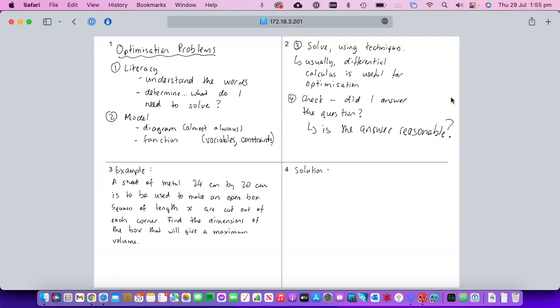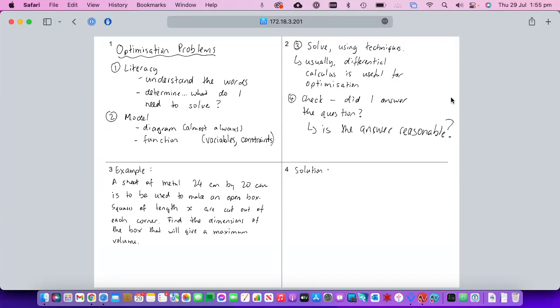Now, here's the question. Sorry, I didn't have to go through that. So I'll go through it, even though you said you could read it. A sheet of metal, 24 centimetres by 20 centimetres, is to be used to make an open box. Squares of length x are cut out of each corner. Find the dimensions of the box that will give a maximum volume.